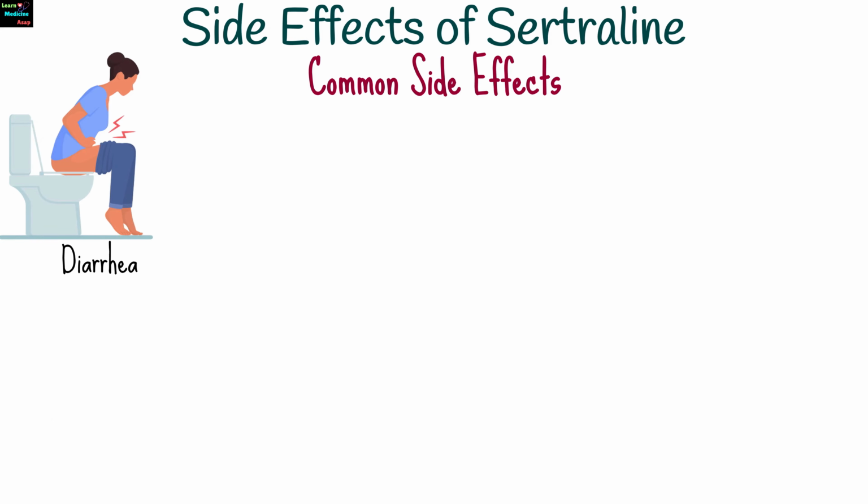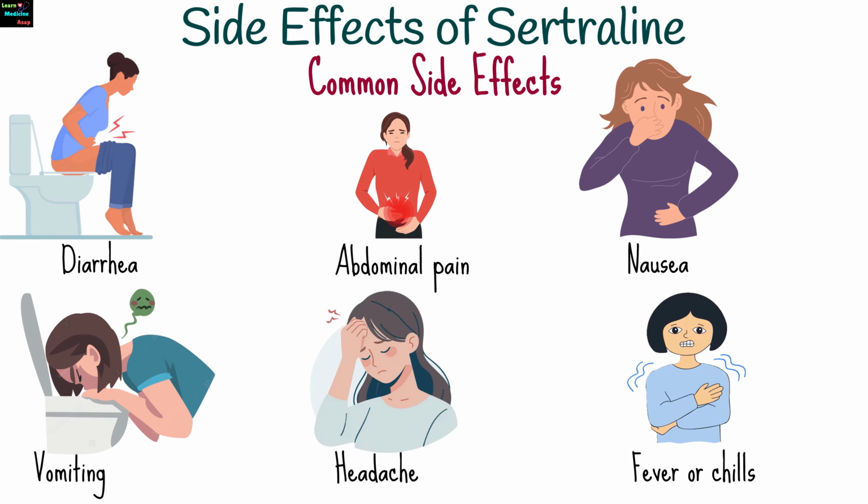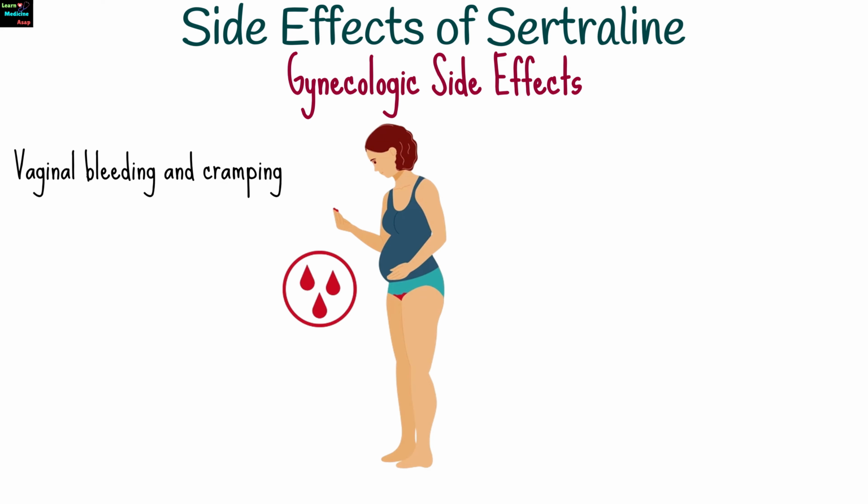Common side effects include diarrhea, abdominal pain, nausea, vomiting, headache, and fever or chills, especially with vaginal or sublingual use. Gynecologic side effects may include vaginal bleeding and cramping. In rare cases, especially in women with prior uterine surgery, it may cause uterine rupture, which is a medical emergency.